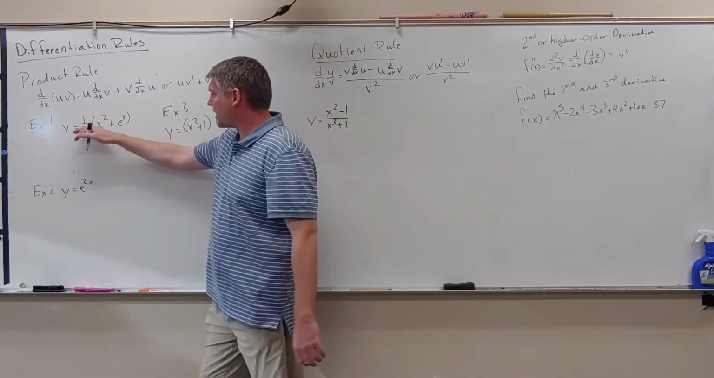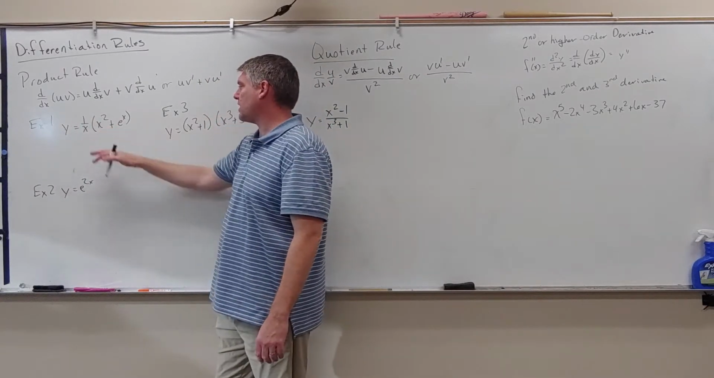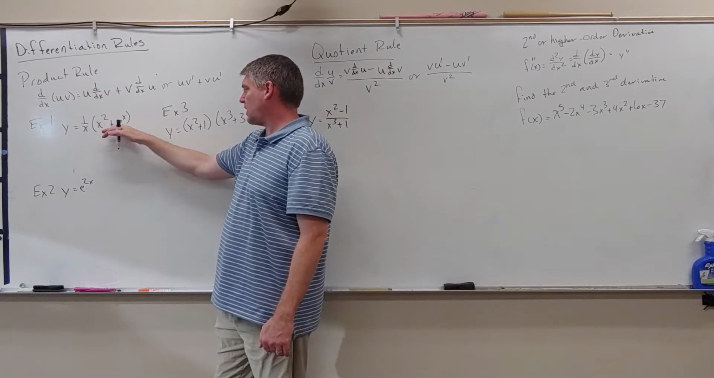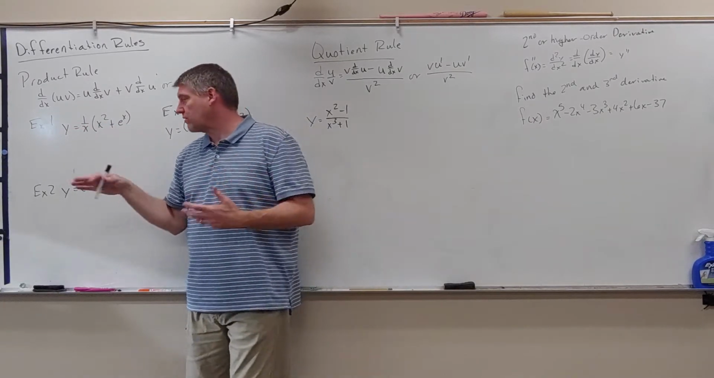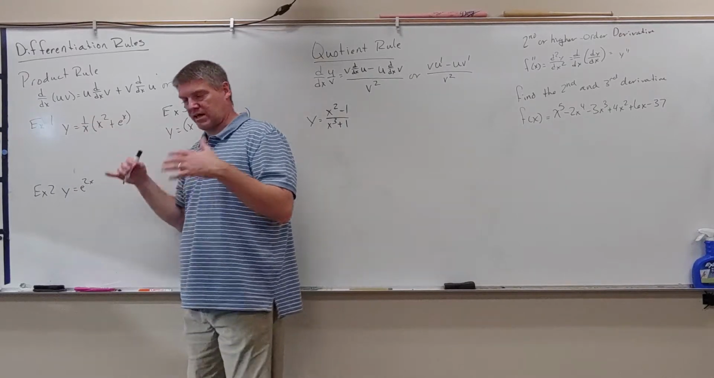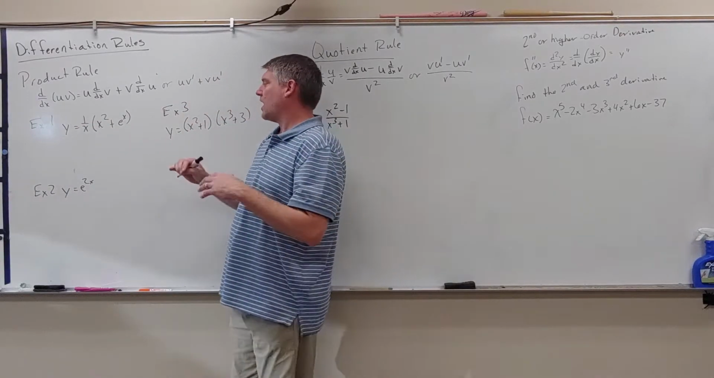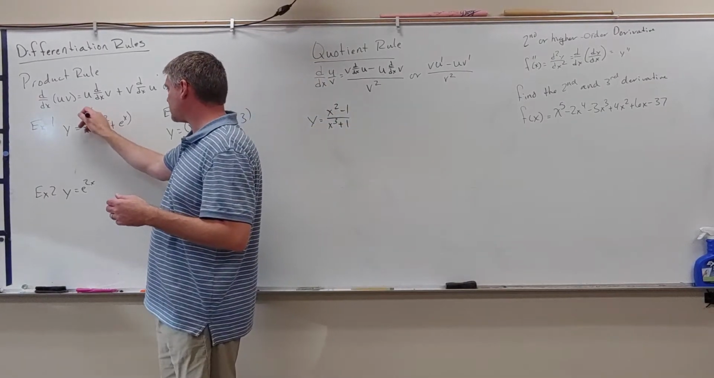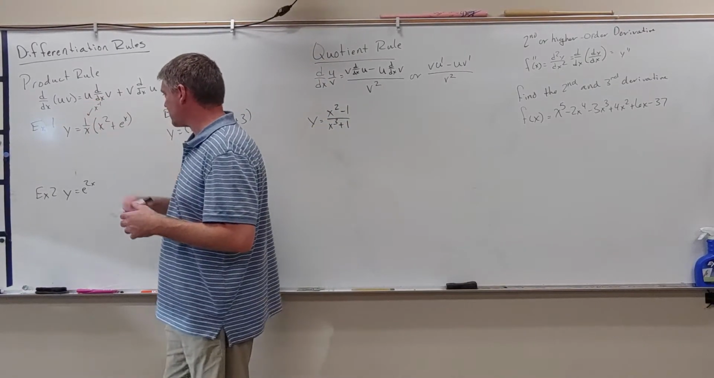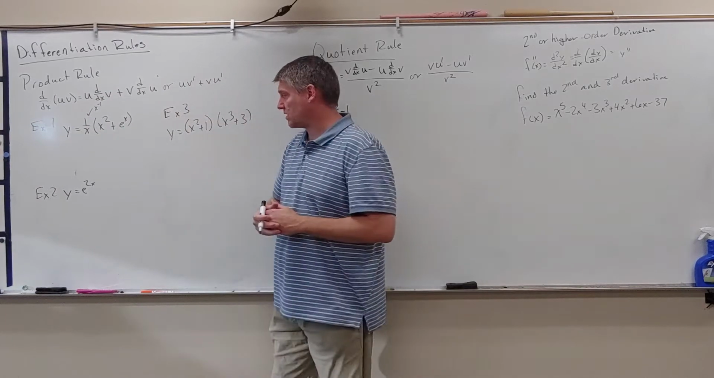Here's example 1. I have 1 over x times the quantity x squared plus e to the x. Now, yes, I could distribute 1 over x into this and kind of simplify. That's fine. That kind of defeats the purpose. I want you to understand that this here is actually equal to x to the minus 1. Okay, so we're going to convert that.